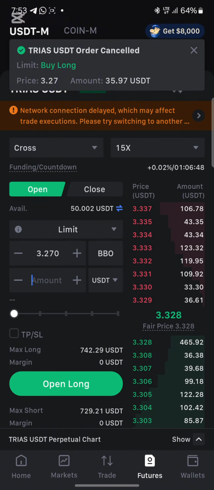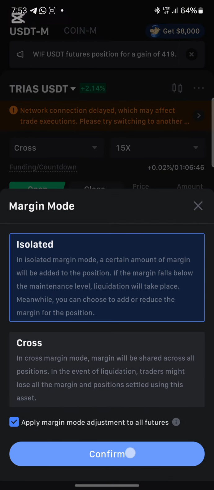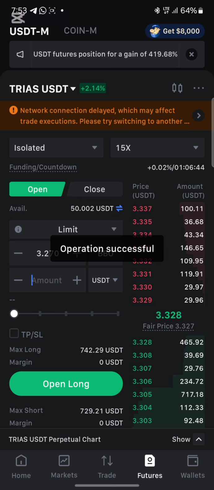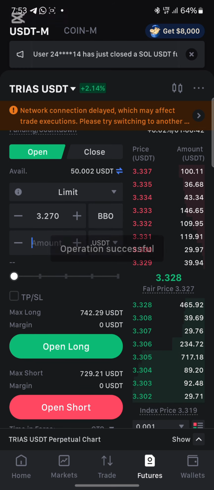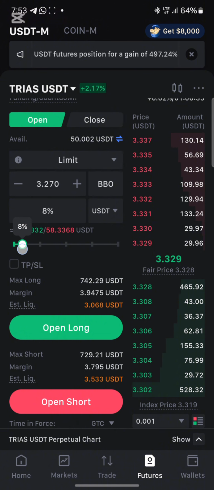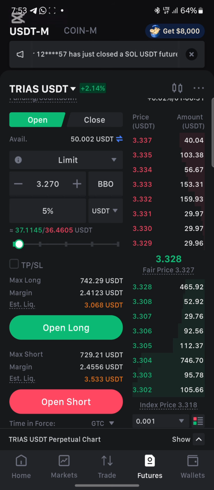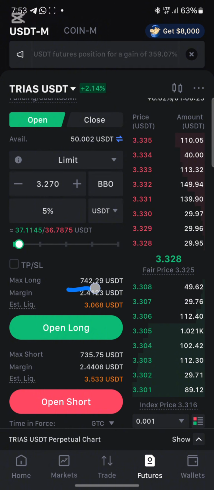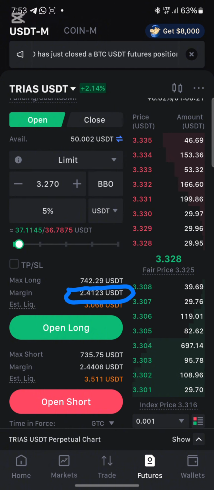So let's go to isolated margin. You will see the difference. So now we are in isolated margin. Let me choose 5% of my portfolio and see what happens. Good. You will see that this is my margin. I am entering this 5% of my portfolio, 2.4123.